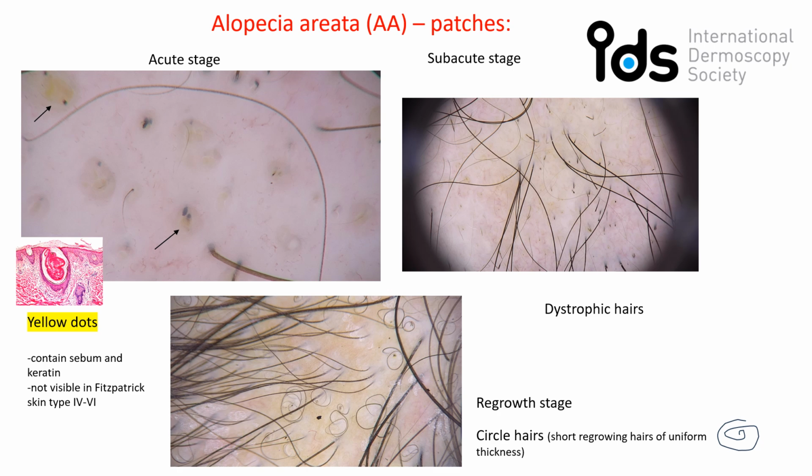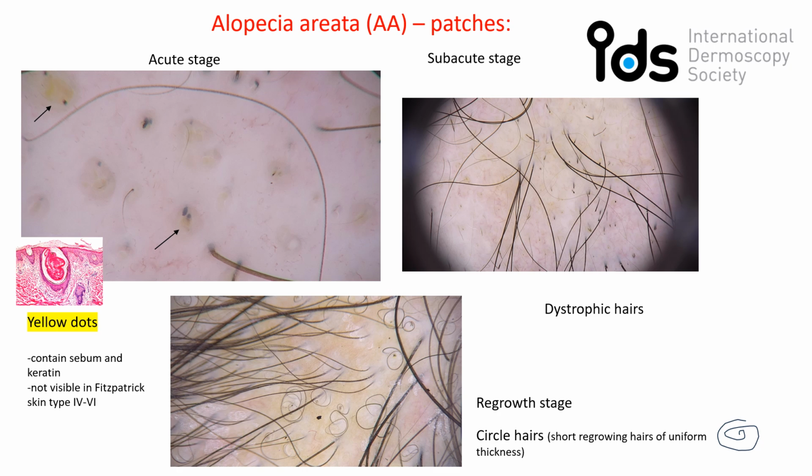In alopecia areata, you know this is a condition that goes through stages. In the acute stage, when the patient sees the patch and the patch is just of recent onset, patients usually also have a lot of shedding. You can see these yellow dots, and you can see black dots and broken hairs. What are the yellow dots? These are the infundibula plugged with sebum and keratin. They're not visible in Fitzpatrick skin types 4 to 6. Keep that in mind.